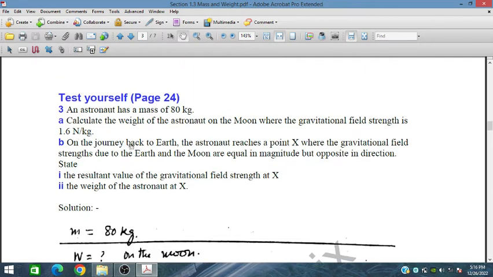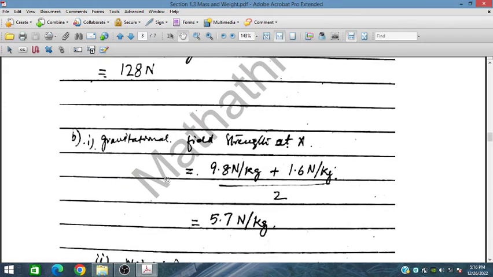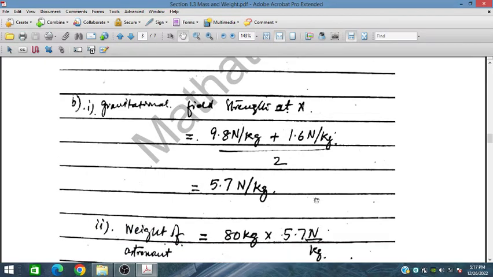Similarly, on the journey back to the earth, the astronaut reaches a point X where the gravitational field strengths due to the earth and the moon are equal in magnitude but in opposite direction. State the resultant value of the gravitational field strength at X. So we have to find the gravitational field strength at X. It will be the half of both, so we add both gravitational fields and divide by 2, and we obtain 5.7 newtons per kilogram.